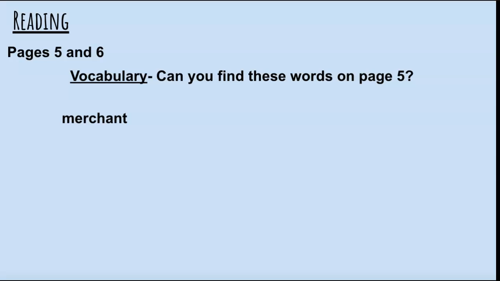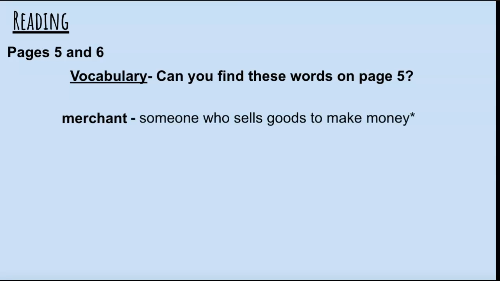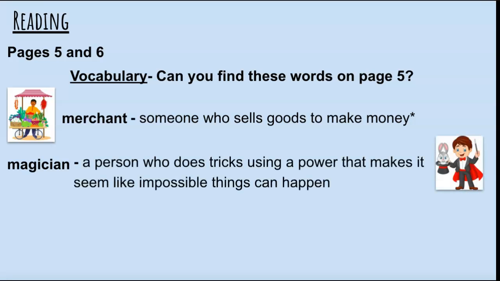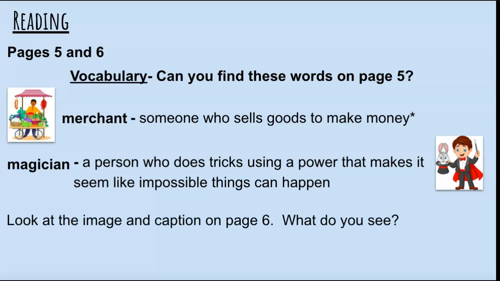For vocabulary, on page 5, can you find the word merchant? Say merchant. That is someone who sells goods to make money. And I see the asterisks here at the end, so you want to be sure to put that in your vocabulary journal. I know there's a lot of switching back and forth, but I know you can do it. Next is magician. A magician is a person who does tricks using a power that makes it seem like impossible things can happen. Look at the image and caption on page 6. What do you see?